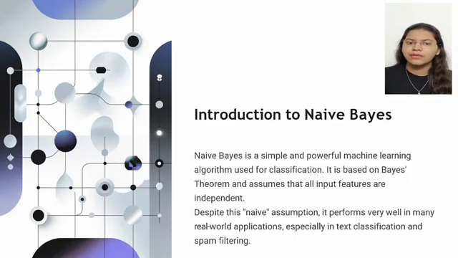Today we will be talking about the Naive Bayes algorithm, which is one of the most popular and simple machine learning algorithms based on probability theory. Naive Bayes is mainly used for classification problems, especially in text classification, spam detection, sentiment analysis, and recommendation systems. It works on the principle of Bayes theorem, which helps us find the probability of a class given some evidence or features. The name naive comes from the assumption that all features are independent of each other, which is rarely true in real life, but surprisingly, the model still performs very well in practical cases.